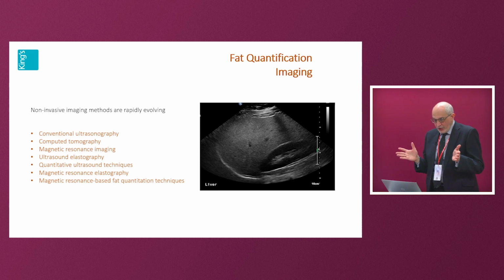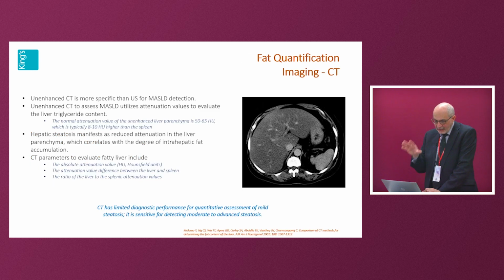Conventional ultrasound you can use to look at the fatty change. You can use CT, you use MRI, but you've also got elastography and other quantitative ultrasound techniques, magnetic resonance elastography, and other MR-based techniques. So you've got lots of tools now in your pocket to look at chronic liver disease and give clinicians and the patients some idea of what you think of the degree of fibrosis or quantification.